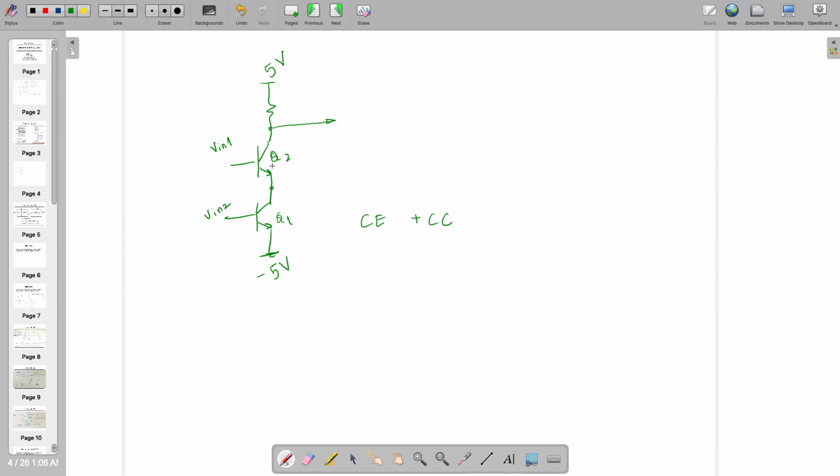Common emitter goes to common... okay, this is again, by the way, two common emitters, not a common emitter going to a common base. It's not common base, right? Common base happens when this is connected to some fixed voltage.